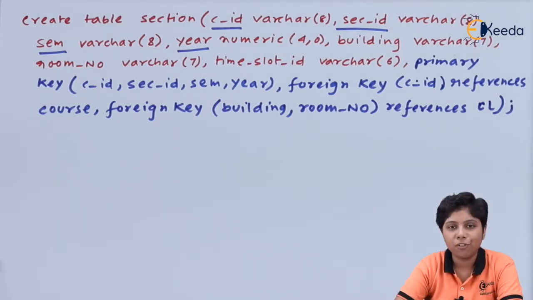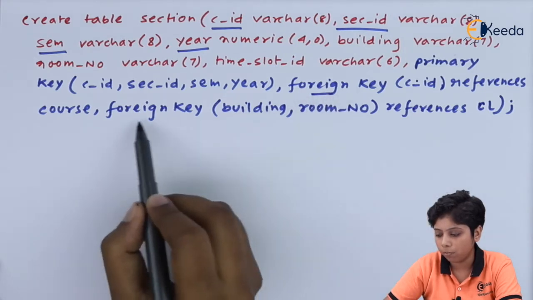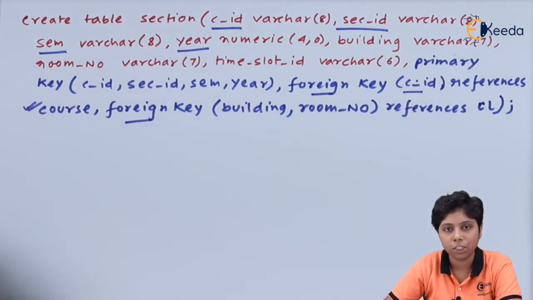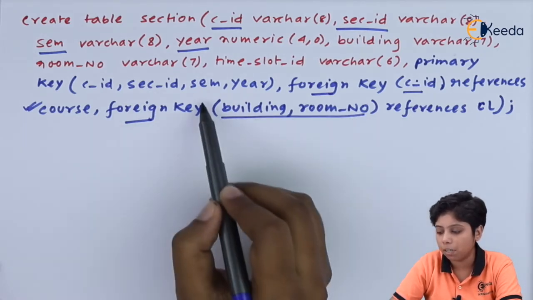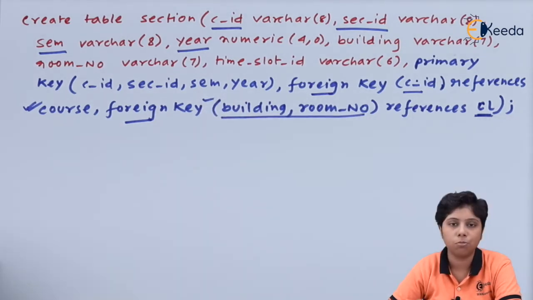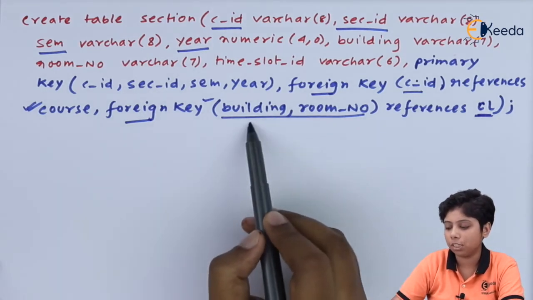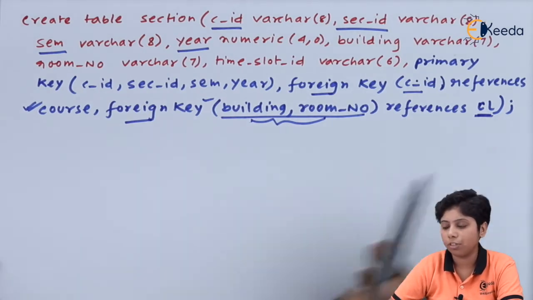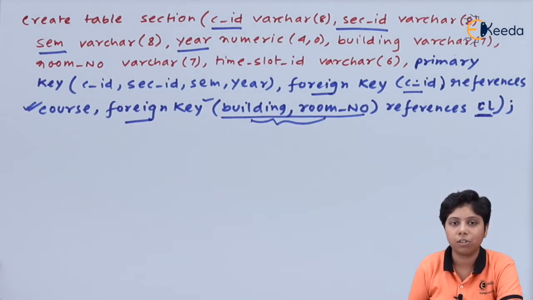See, in the last two references I have mentioned two key features. One, we can use more than one foreign key, that is the course ID references the course relation and the building and room number combination refers to the classroom relation. Now, the next key feature is that I have used a combination of keys as a foreign key that refers to the primary key of the classroom relation.